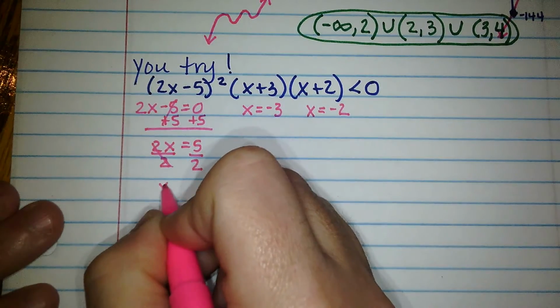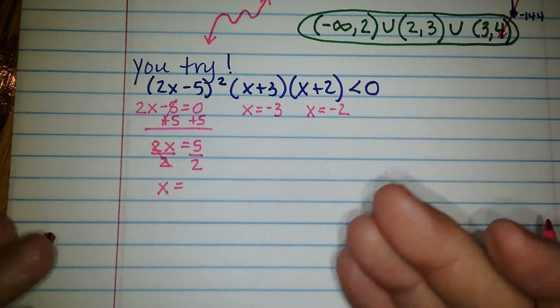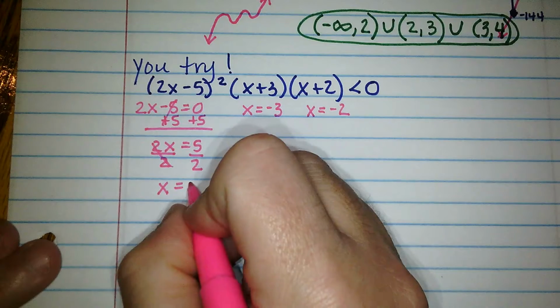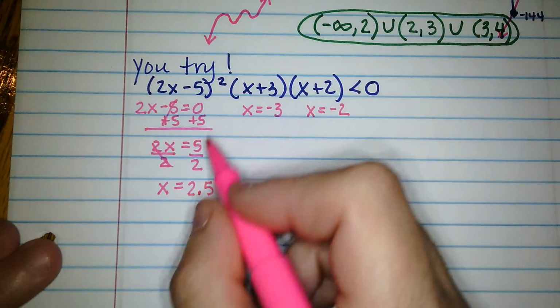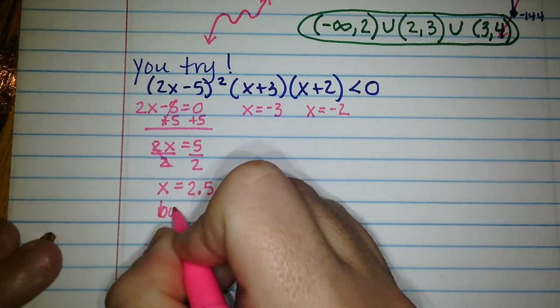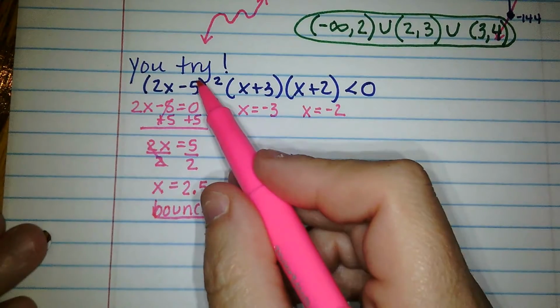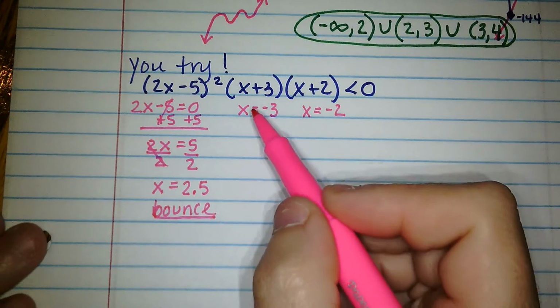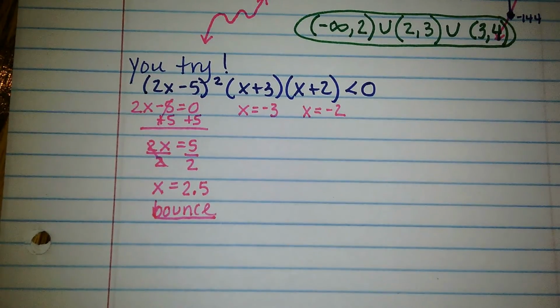And you can either leave it as 5 halves or you can divide it so that you know where it is on the number line. So that's 2.5. And it's squared, which means it's going to bounce here. Okay, so we've got a bounce at 2.5. We've got a single root at -3 and a single root at -2.